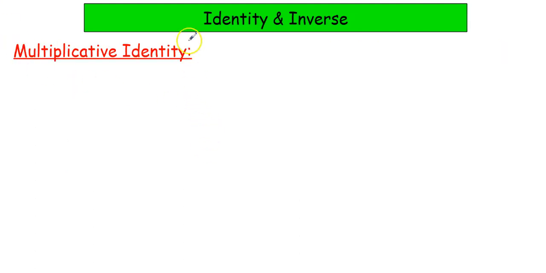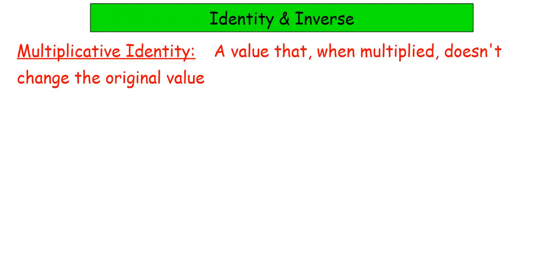Alright, next one is multiplicative identity. Really similar concept. When we're talking about the multiplicative identity, we're looking for a value that when we multiply it, it doesn't change the original value. So, quick example here. If I take 1/2 and I multiply it by some number, all it does is return that original value of 1/2. And again, if we think about this, the only number that does that is 1. So 1 would be the identity in that particular case.